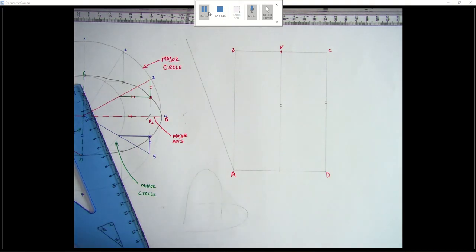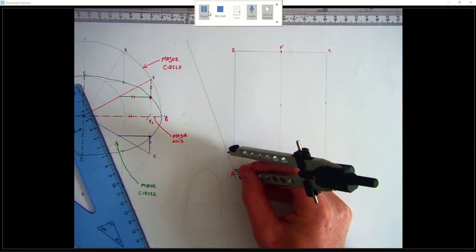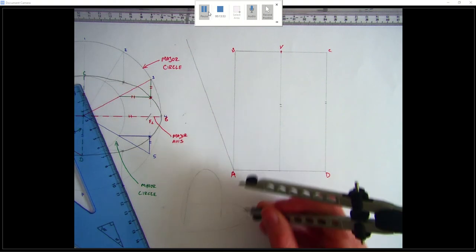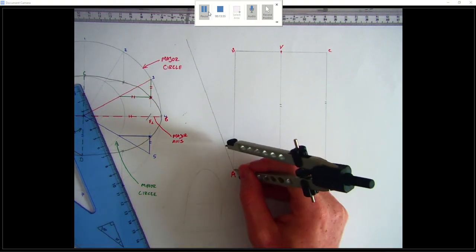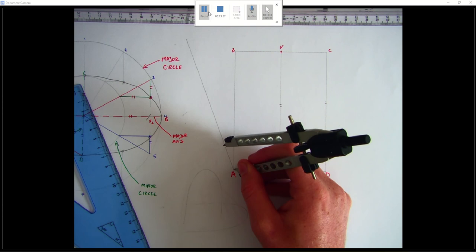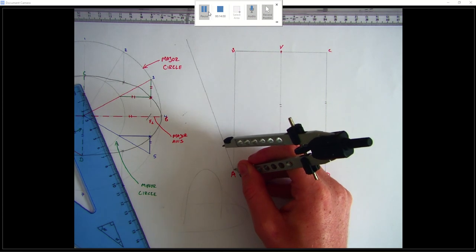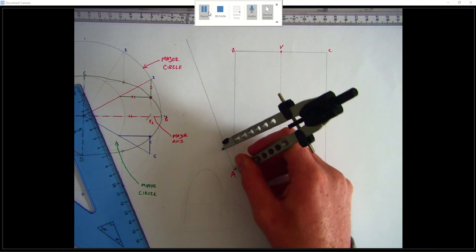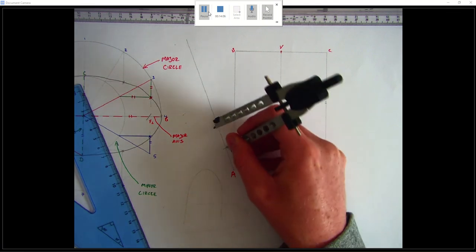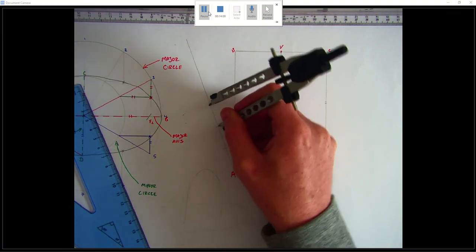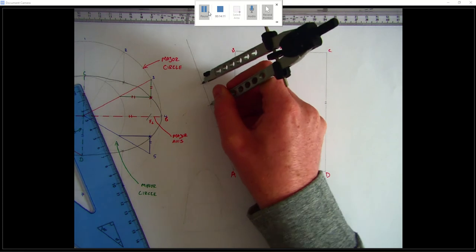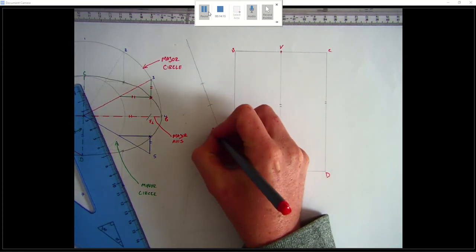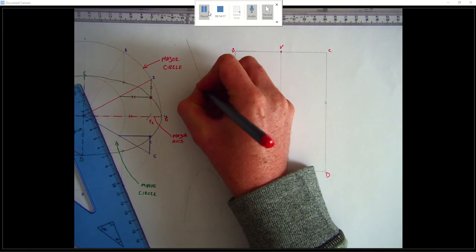Now, I'm going to divide it into 4 parts. So I'm getting the compass, and from where I drew the line, I'm going to mark off 4 equal distances. The key word there is equal. I take a distance on my compass and it stays the same. So that's going to be 1, 2, 3, and 4. I'll just label them 1, 2, 3, and 4.